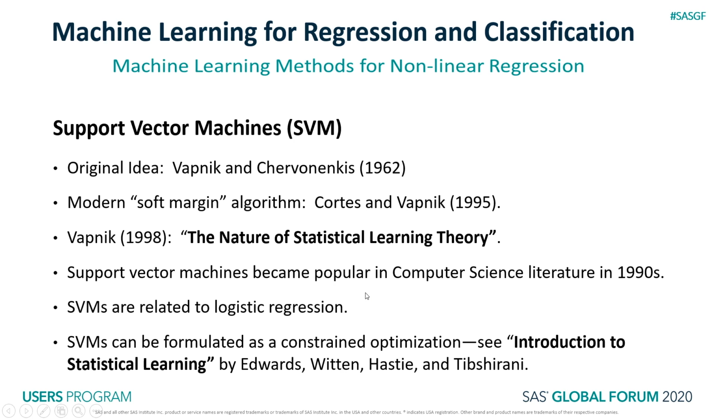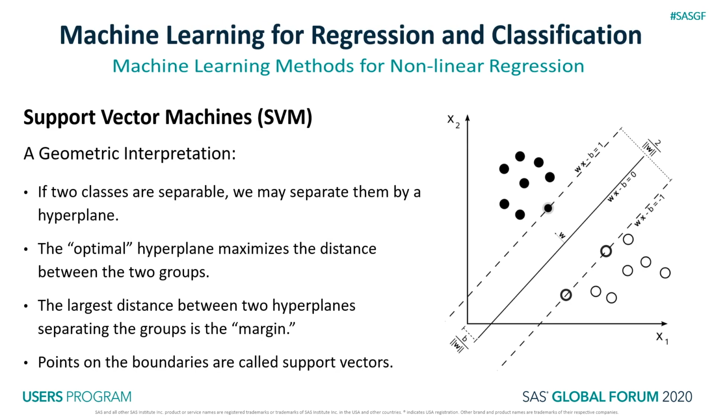Support vector machines are related to logistic regression. And there are many problems where it is roughly as accurate as logistic regression, but there are some problems in which support vector machines just about blow all other classifiers out of the water. Support vector machines can be formulated as constrained optimization, and in the textbook Introduction to Statistical Learning by James, Witten, Hastie, and Tibshirani, there is an excellent discussion of support vector machines.